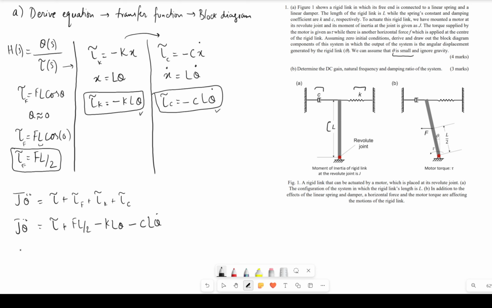I can make an equation from it. Because theta is our output, we bring all of them to the other side. J theta double dot plus CL theta dot plus KL theta is equal to tau plus FL by 2. So our input is torque, and the additional input is force. So we have two inputs in the equation, and we have output theta, which is theta dot with the damper, theta with the spring constant, and theta double dot with the moment arm.